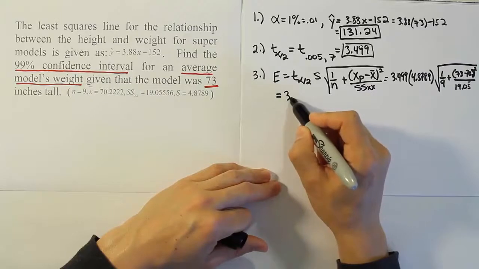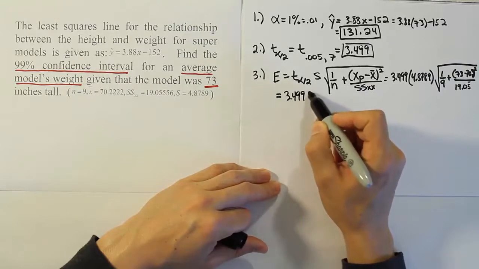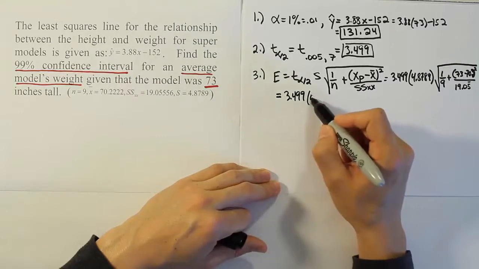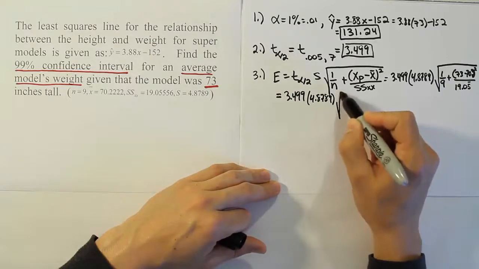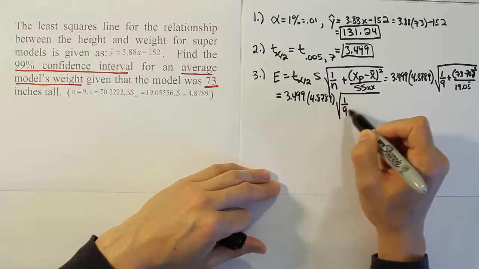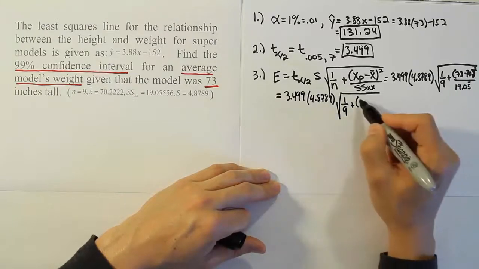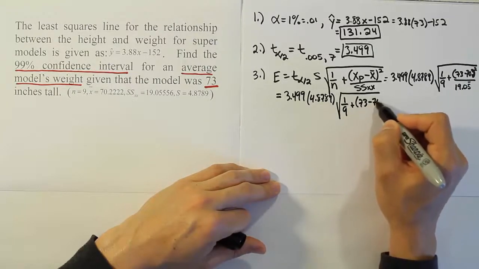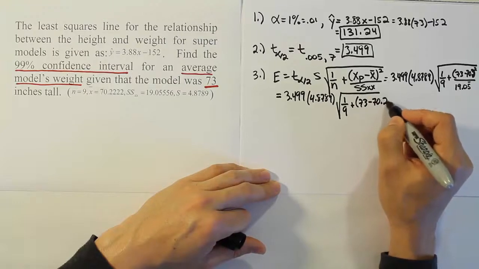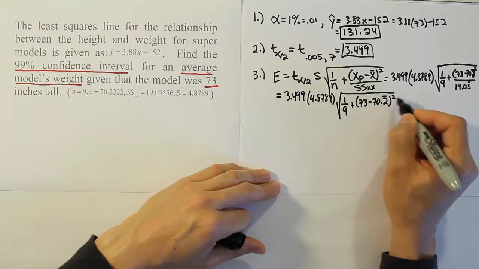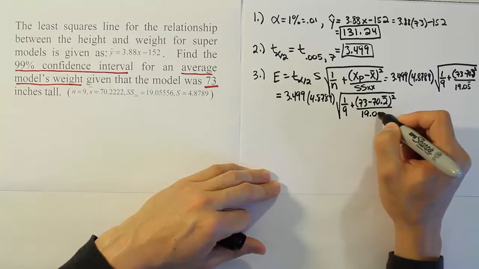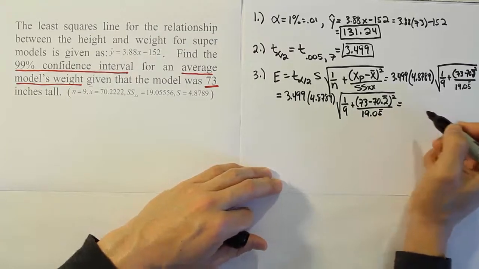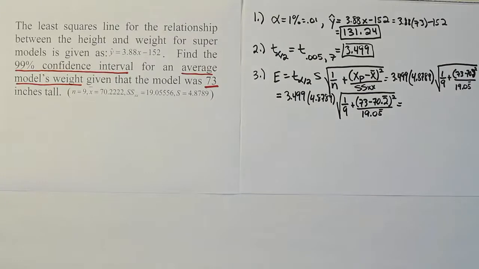It'll be 3.499 times 4.8789 times the square root of 1/9 plus parentheses 73 minus 70.2 repeating, quantity squared, divided by the sum of squares for x's, which is 19.05 repeating. Okay, now let's see what all that works out to be in our calculator.